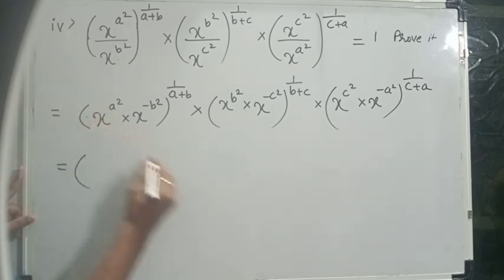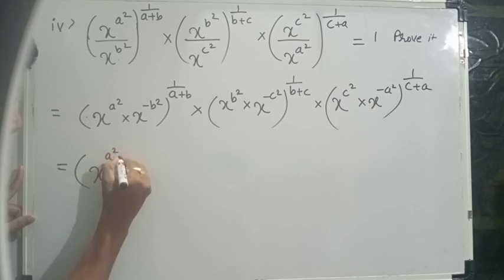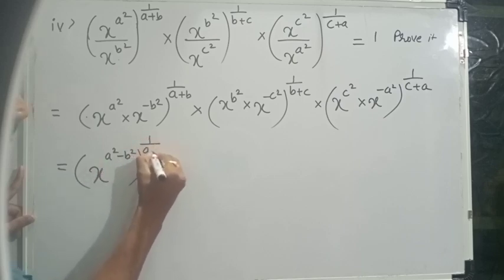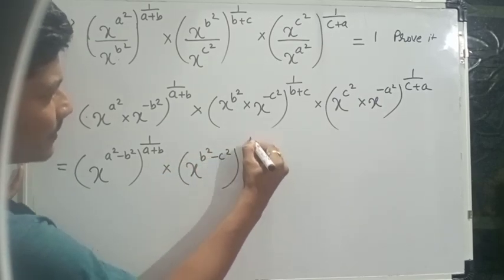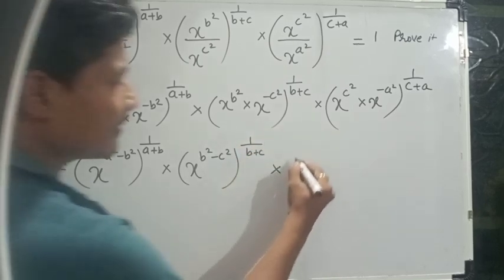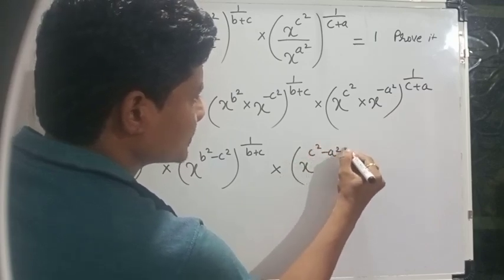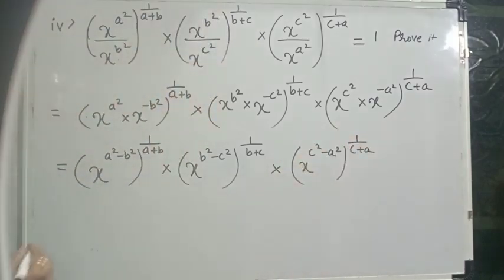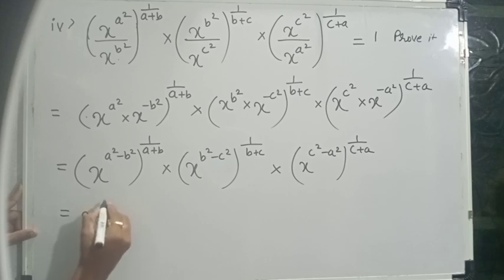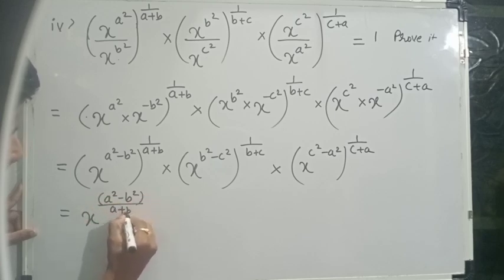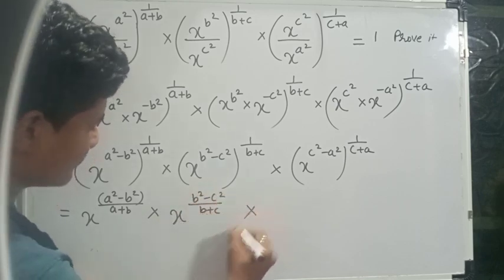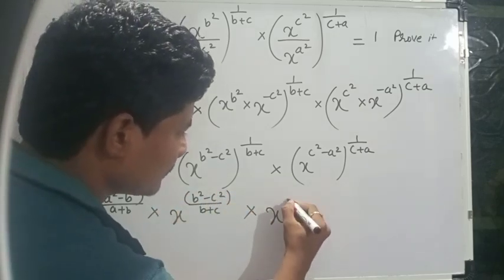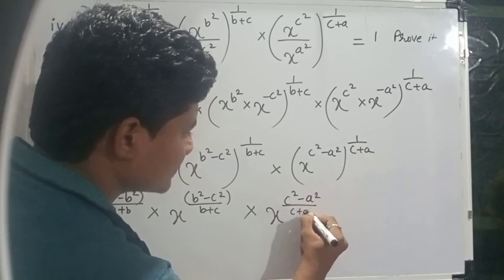This can be written as x to the power a square minus b square, raised to the power 1 upon a plus b, into x to the power b square minus c square, raised to the power 1 upon b plus c, multiplied by x to the power c square minus a square, raised to the power 1 upon c plus a. x to the power a square minus b square can be written as a plus b divided by a plus b, into similarly x to the power b square minus c square divided by b plus c, multiplied by x to the power c square minus a square divided by c plus a.